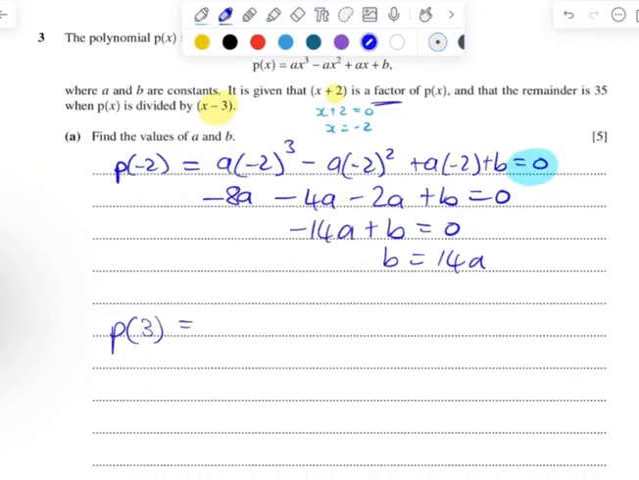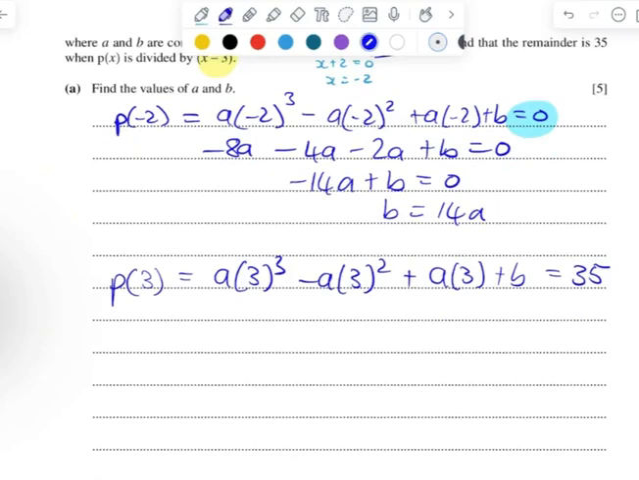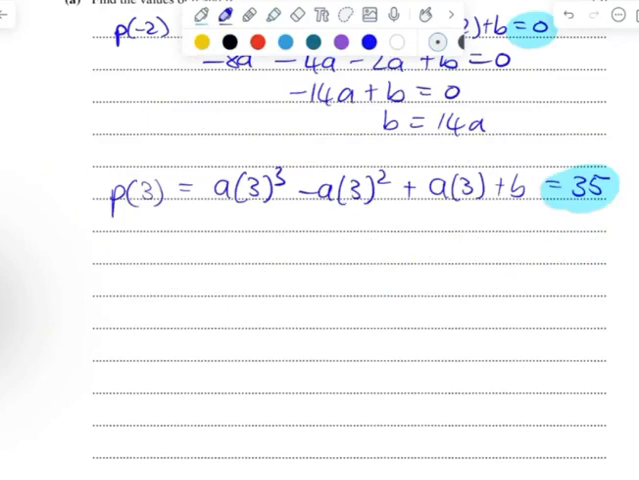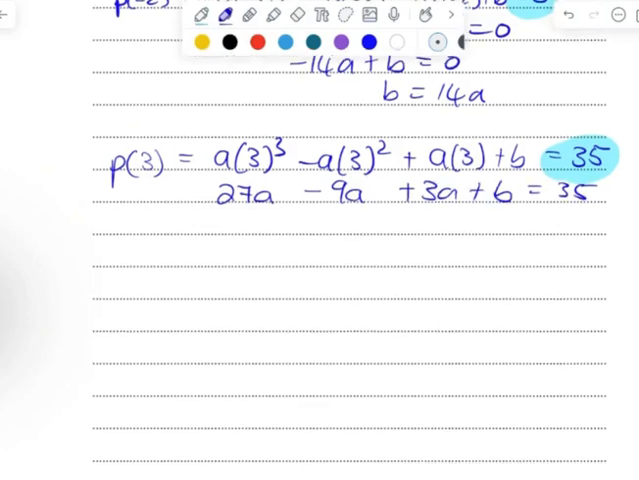Now if I plug in a 3, I've got a 3 to the power of 3, and here it is equal to a remainder. Okay, so don't forget the remainder. I also like to double check that I do put my remainder in because I have gotten it wrong before. Right, so that's 27a minus 9a plus b plus 5.